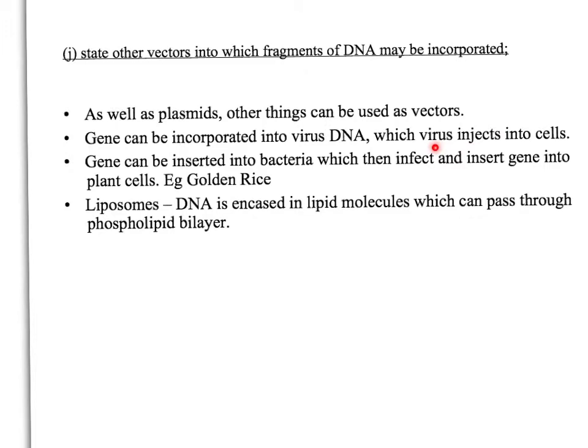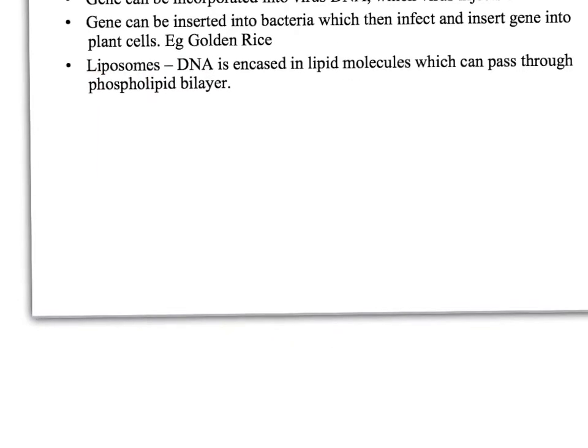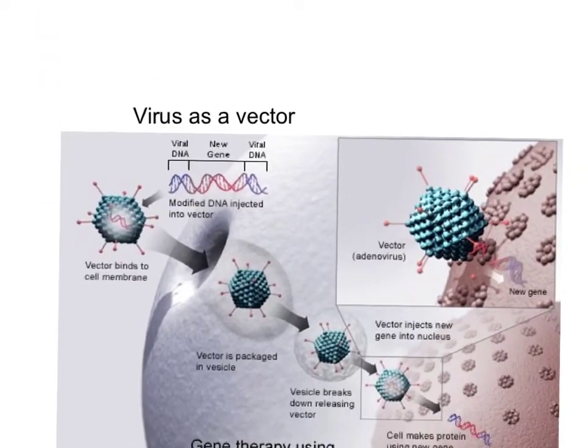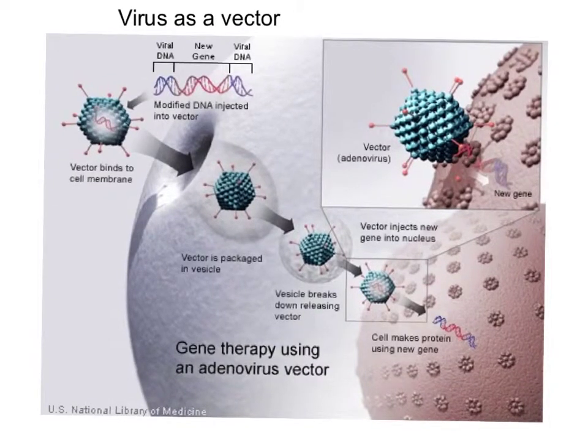We'll look at that. Some bacteria could also invade cells and get their DNA into cells that way. And when we do our golden rice case study, that's the way that we get DNA into golden rice. We'll explain that later. And then we have things called liposomes. We'll look at what a liposome is in a second. So here we go, first of all, here's viruses as a vector.